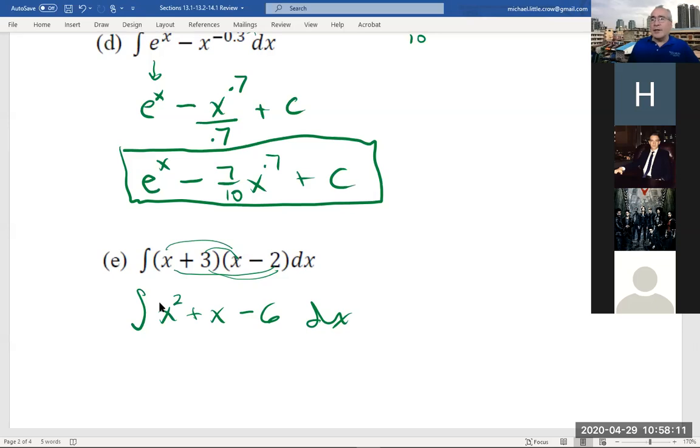And then we just integrate term by term. So x squared, we add 1 to it, so that's going to be x to the 3rd divided by 3. This is x to the 1st, so that becomes x squared, again, divided by 2. And the last one just becomes minus 6x plus a constant.